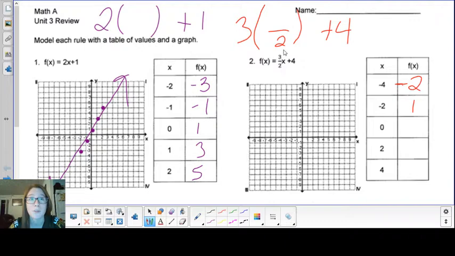0 divided by 2 is 0. Times 3 is 0. 0 plus 4 is 4. 2 divided by 2 is 1. 1 times 3 is 3. 3 plus 4 is 7. 4 divided by 2 is 2. 2 times 3 is 6. 6 plus 4 is 10.